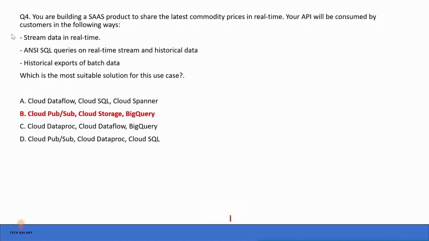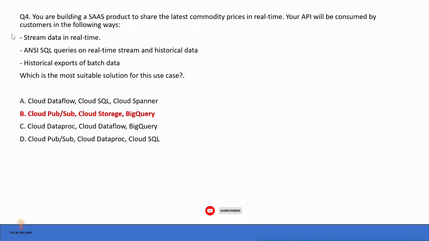So here Pub/Sub is an asynchronous and scalable messaging service that decouples services producing messages from services processing those messages. So Pub/Sub is used for streaming analytics and data integration pipelines to ingest and distribute data. Using BigQuery, you can analyze data. Cloud Storage is a service for storing your objects in Google Cloud.